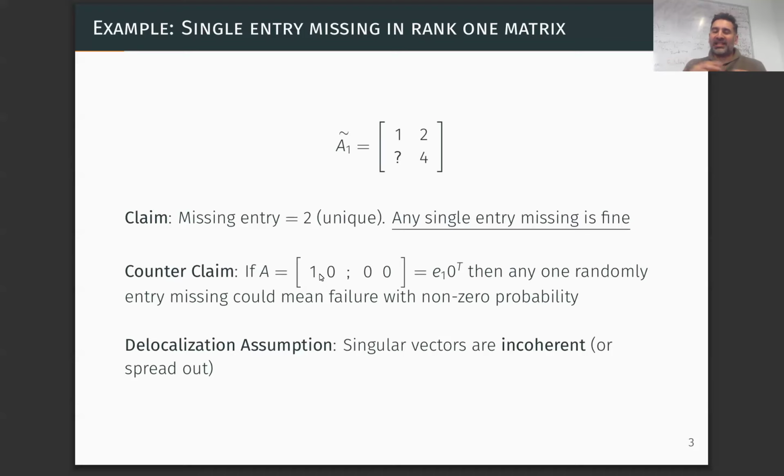Okay, so this is at some level, at a higher level, boiled into the so-called delocalization assumption, which is that the matrices we're looking at have singular vectors that are, if you would, spread out or incoherent. An example of an incoherent matrix is one where the singular vectors are, let's say, all roughly 1 over square root of n. The contrast to that is a matrix that's coherent, or has singular vectors that are localized, which is something of the form in the counterexample that I talked about, right?